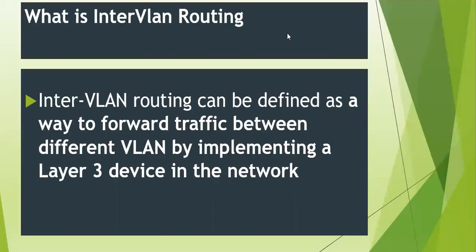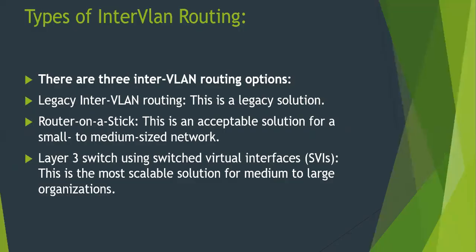Inter-VLAN routing can be defined as a way to forward traffic between different VLANs by implementing a layer 3 device in the network. A layer 3 device can be a router or a multi-layer switch. We have three different types of inter-VLAN routing. The first is legacy inter-VLAN routing, which is a legacy solution that is no longer used these days.